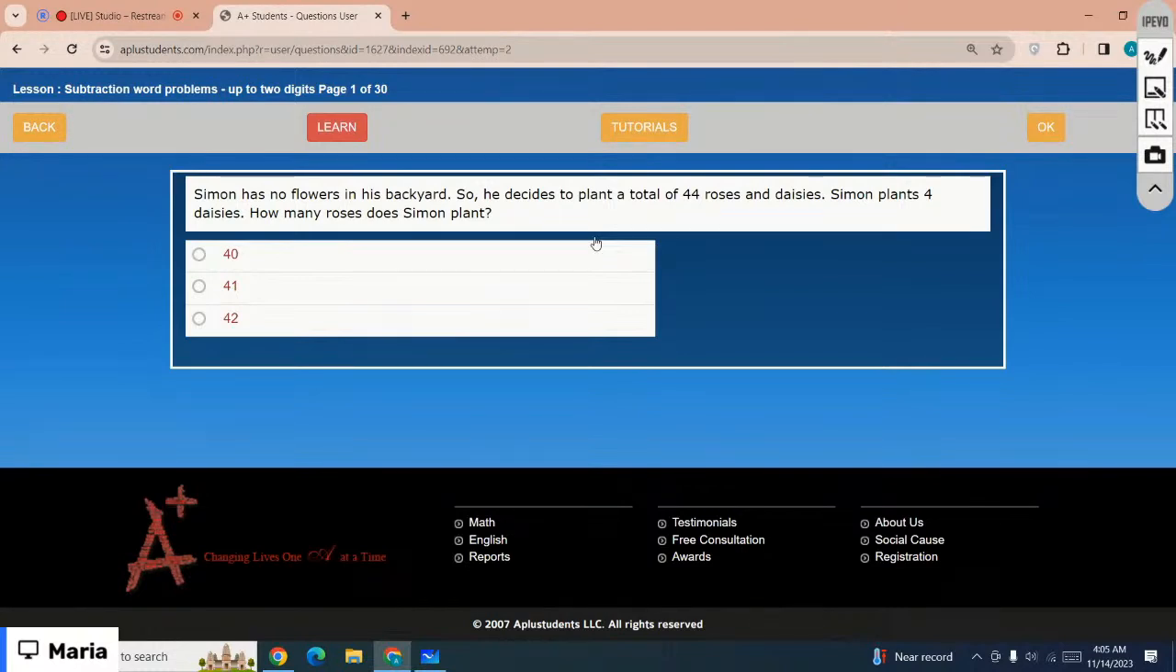That means out of 44, 40 of them were roses, right? Only 4 of them were daisies and 40 were roses. Got it? So the correct option is 40.